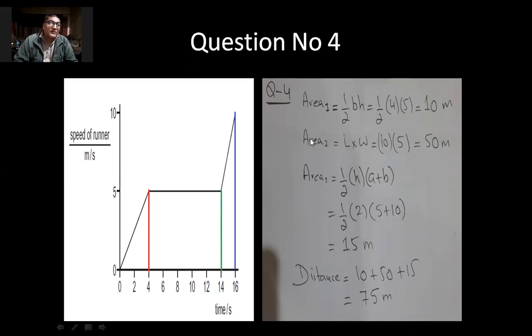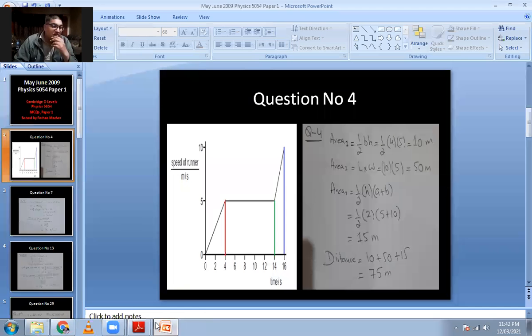So I will add up area 1, area 2, area 3, and that will give me the total distance. So 10 plus 50 plus 15, and that will be 75 meters. So I think the area under the graph is 75 meters.